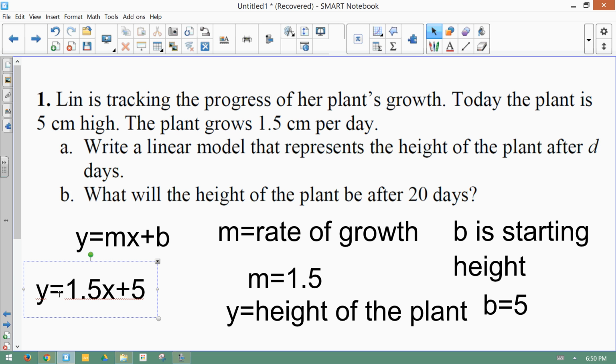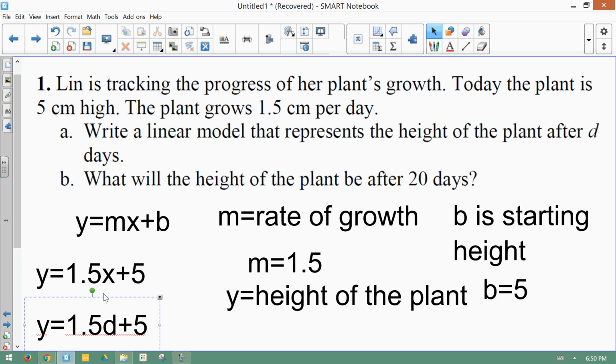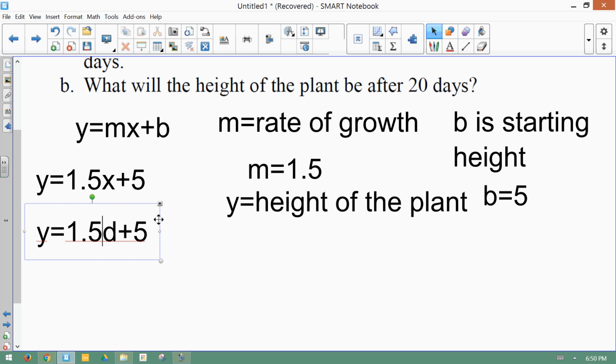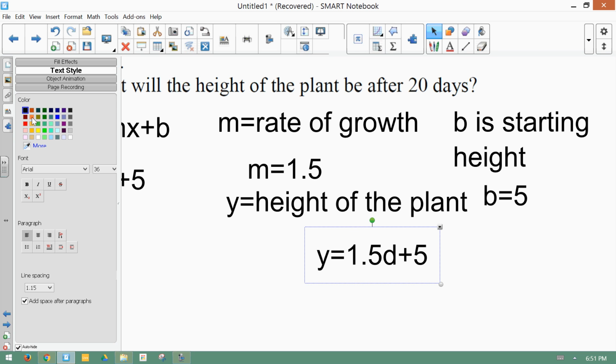What we want to know is to write a linear model that represents the height of the plant after D days. In this case, if I let Y be the height, it would be Y equals 1.5D plus 5. Okay, that would be the answer. This is the answer to part A. I'll put that in red.